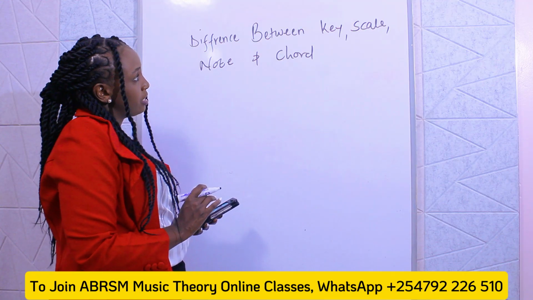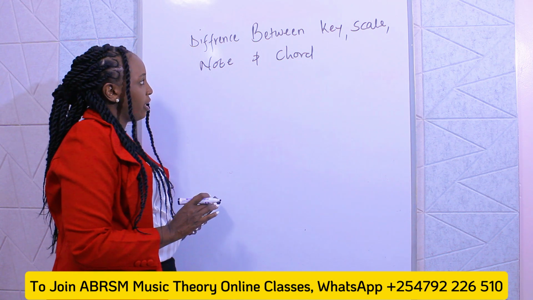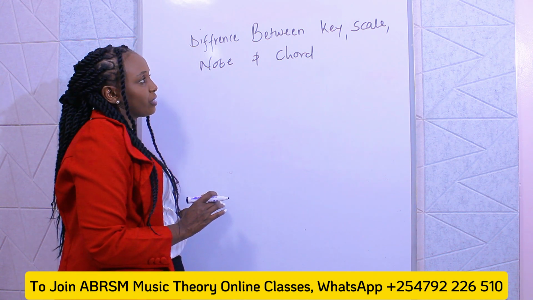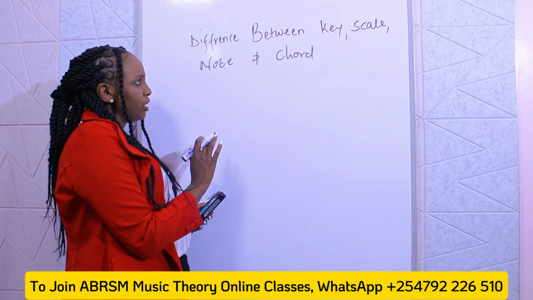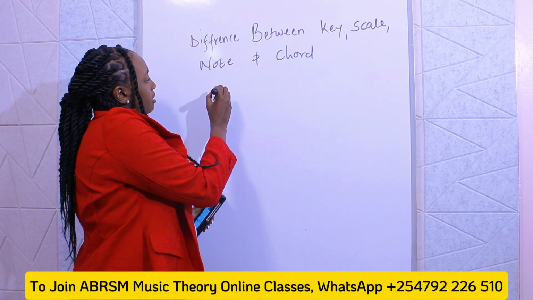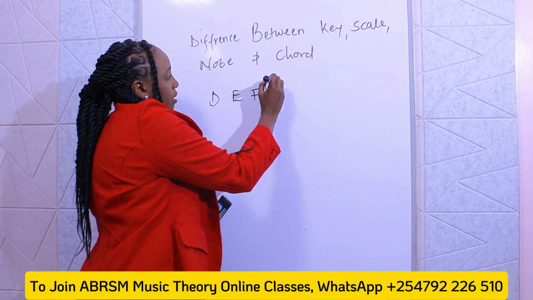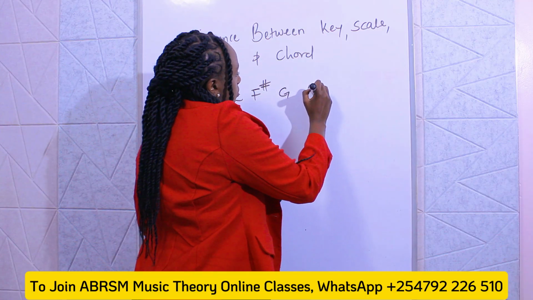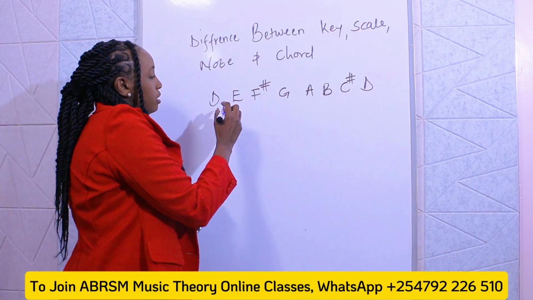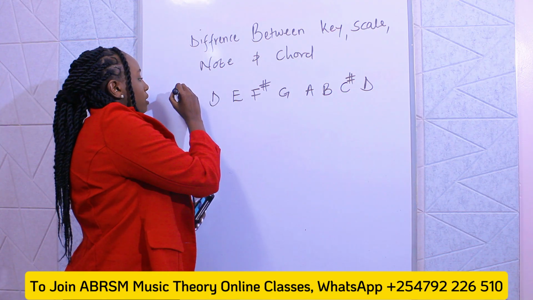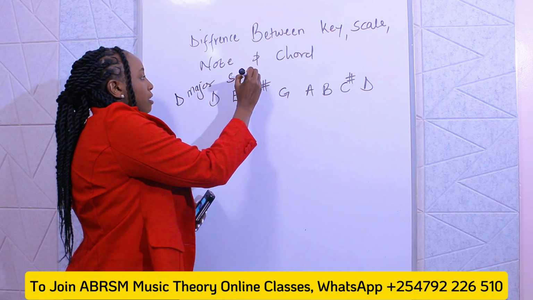Alpha Solo, let's just differentiate between key, scale, note. I have added chord and also scale, so that we see the difference between all that. So let's start with the scale. I'm just going to write the scale of, say, D. So this is D major scale.